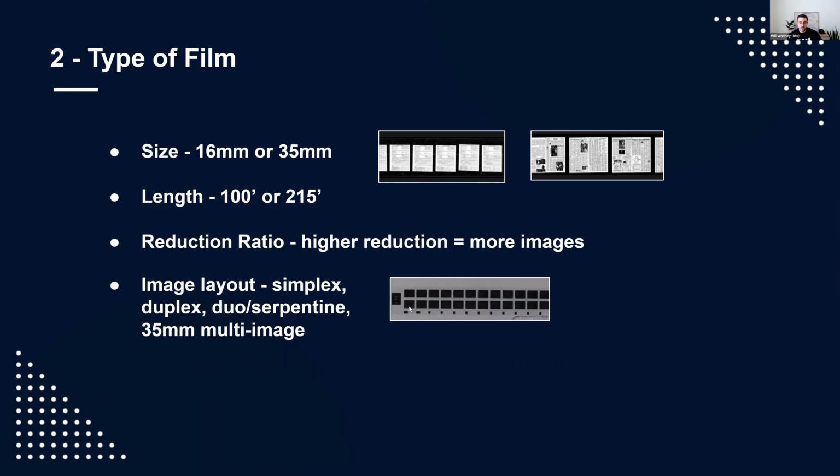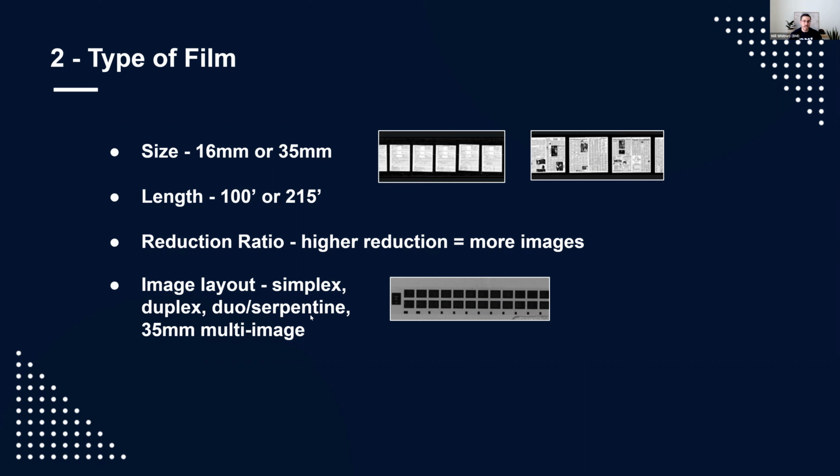Duplex is like this. Well, that's just a kind of title image, but then you have images on top of each other. And typically these are like front page, back page, front page, back page, front, back, front, back. So duplex, two images per frame. Duo and serpentine is a type of duplex.